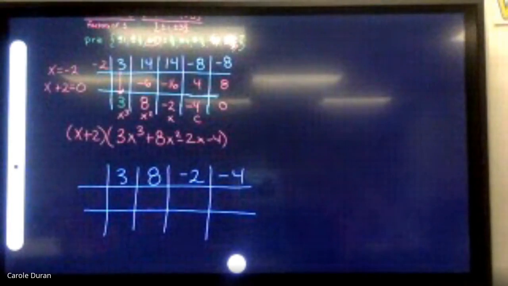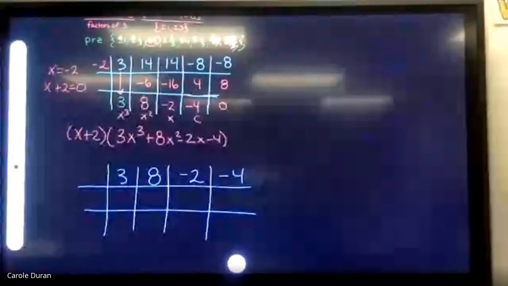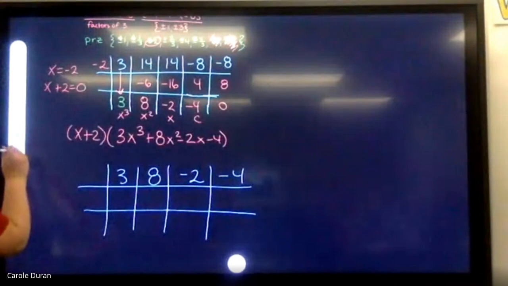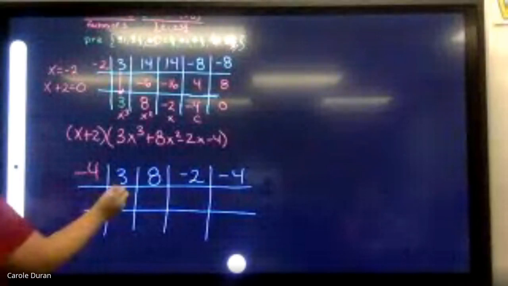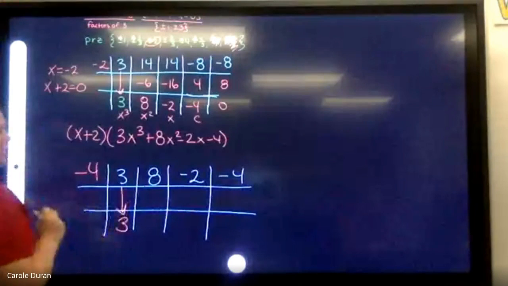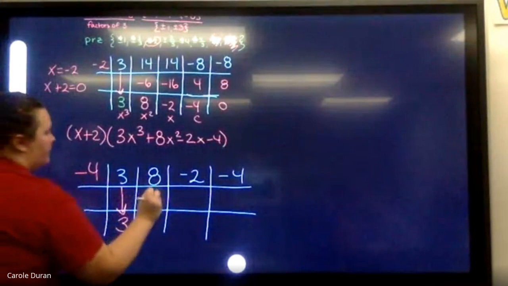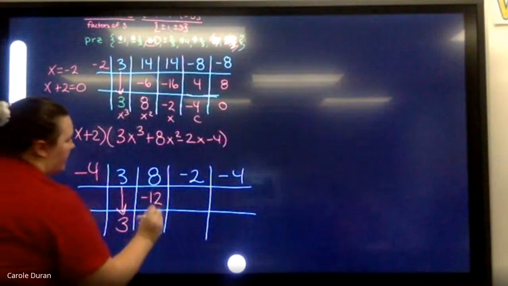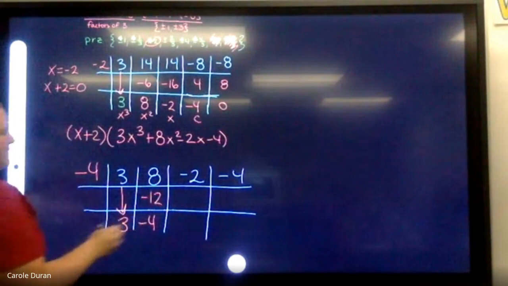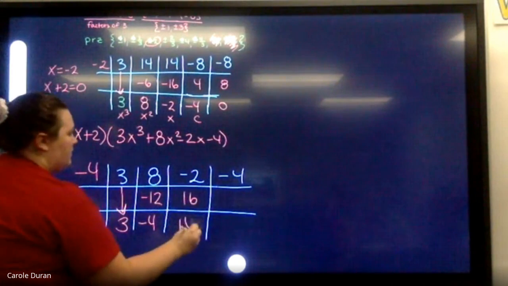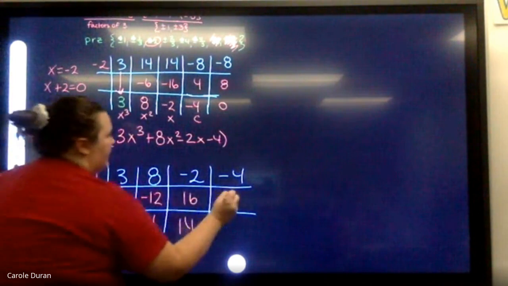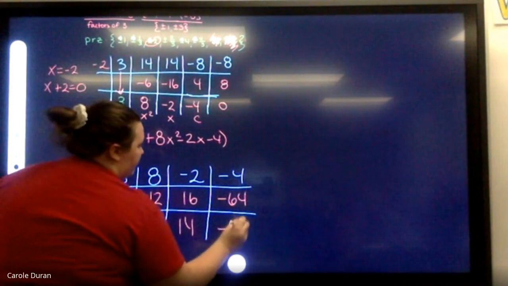What do you want to try now? Negative 4. Okay, let's try negative 4. The 3 drops straight down. 3 times negative 4 is negative 12. 8 minus 12 is negative 4. Negative 4 times the negative 4 is 16. Negative 2 plus 16 is 14. 14 times the negative 4 is negative 64, which leaves me with a negative 68.